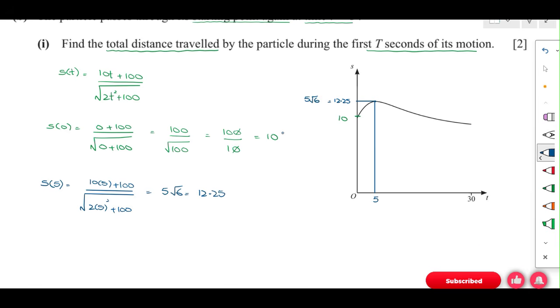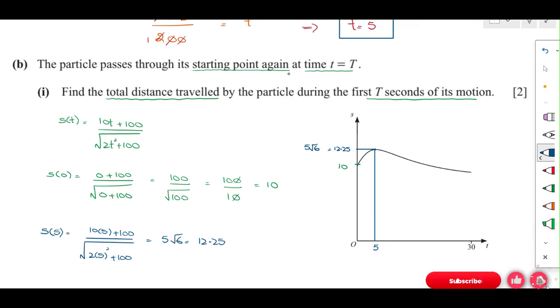Now, distance and displacement are two different things, right? So the distance traveled, we need to figure out the total distance traveled by the particle during the first T seconds of its motion. And the question says the particle passes through its starting point again at T. So what is the starting point? This is the starting point of the particle where the displacement is 10. From the starting point, the particle goes up. When t is 5, the displacement is 5 root 6. So this distance we need to figure out, right? And then it goes back and reaches its starting point where the displacement is 10.